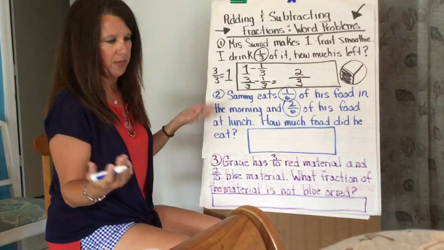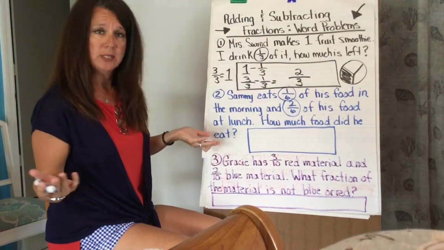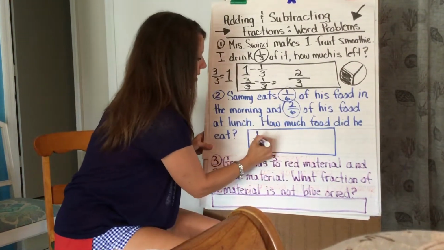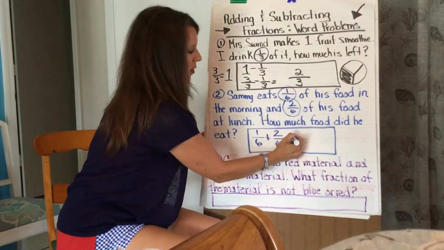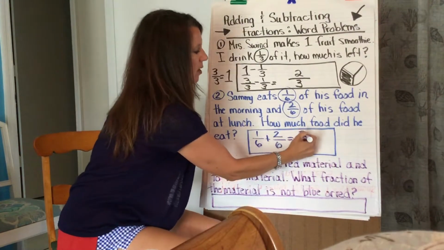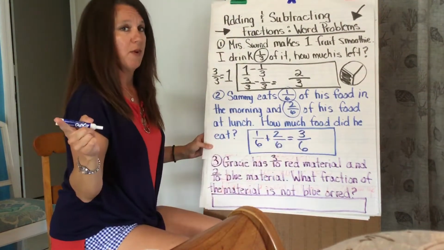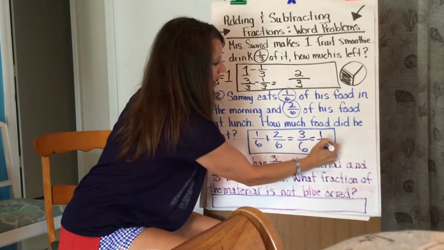So you have to think, what am I doing with that? Am I adding or subtracting? Well, I want to add it up and see how much he's eaten. So I'm going to add 1/6 plus 2/6 is going to equal, again, the bottom number stays the same. How many 6? 1 plus 2 is 3. 3/6. Some of you hopefully went, or 1/2, because this is 1/2.